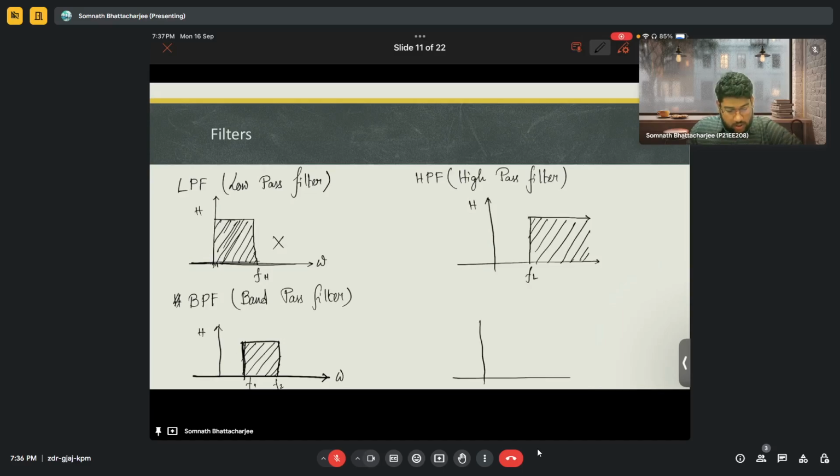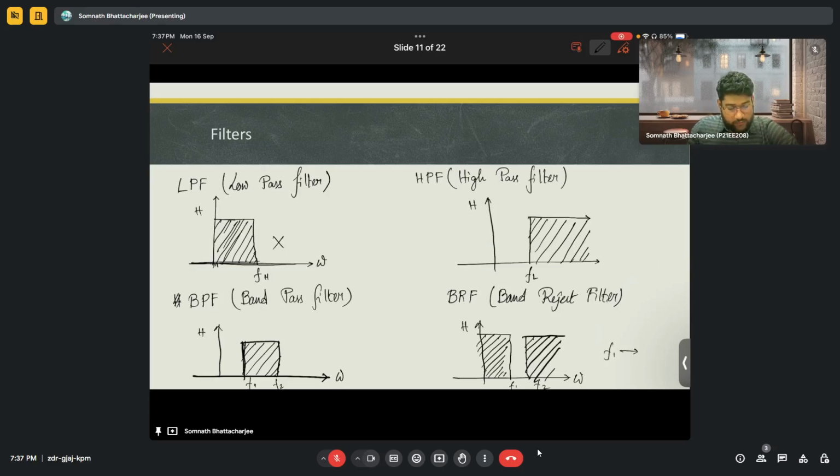Similarly, there is another counterpart known as the BRF, or the band reject filter. What will it do? If we know that our signal doesn't belong to this specific region, we'll just negate that portion out. So this is known as a band reject filter.